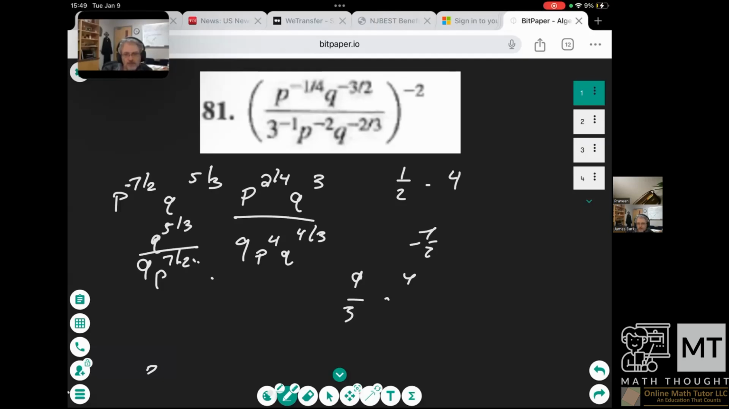Okay. Yeah, you didn't make the mistake that a lot of people make. Some people will forget about powering up the 3 to the minus 1. They get so fixated on the constants, the variables, they forget about the 3 in front. Okay. Good. It's good.